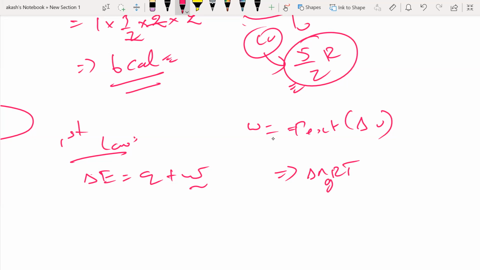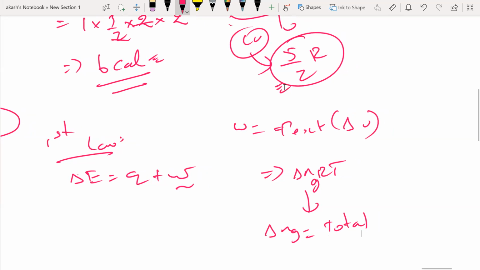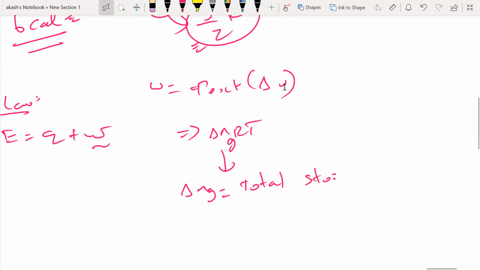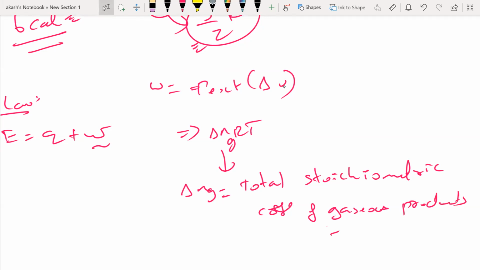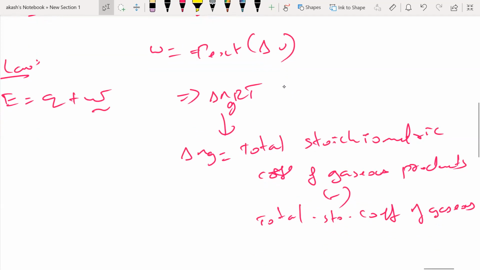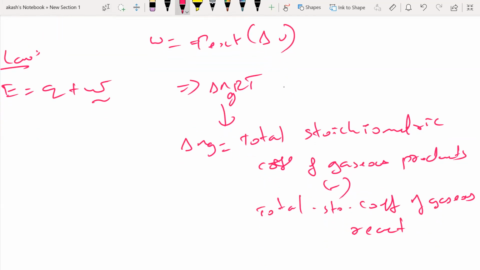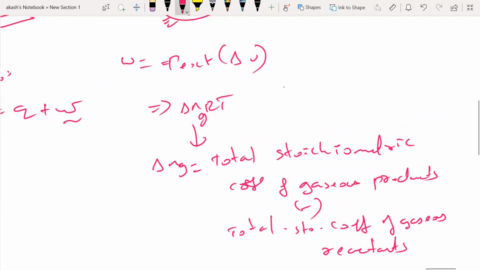Now, what is this delta Ng? Let me tell you. Delta Ng is equal to the total stoichiometric coefficient of gaseous products minus the total stoichiometric coefficients of gaseous reactants. Okay, right. So what am I trying to say? Look at this.